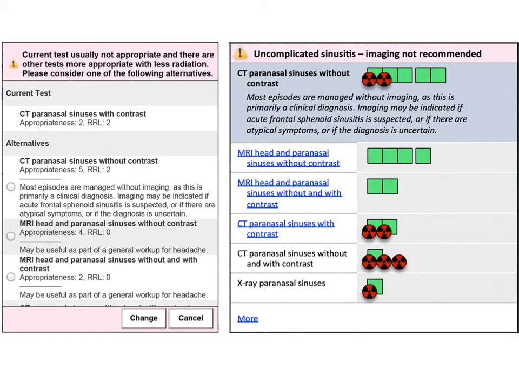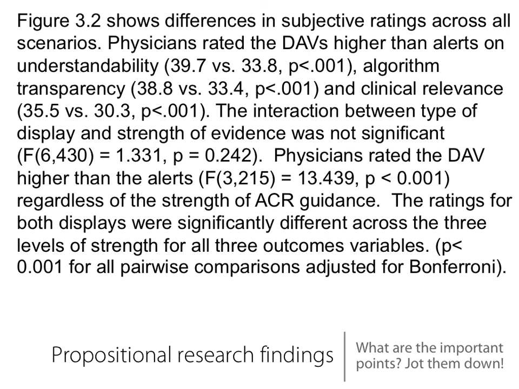In the next two slides, this is the DAV, or the dynamically annotated visualization, and this is the alert. And the three metrics that we're measuring on are transparency, understandability, and clinical relevance. So here's the first representation. Now this is propositional. I didn't even put it in a table. It's just flat out raw propositional.